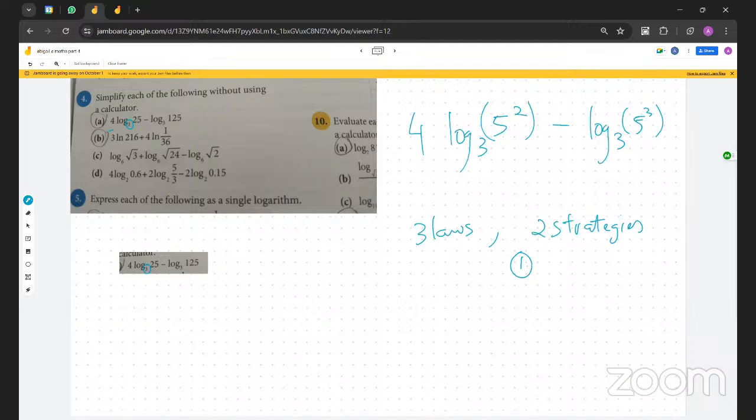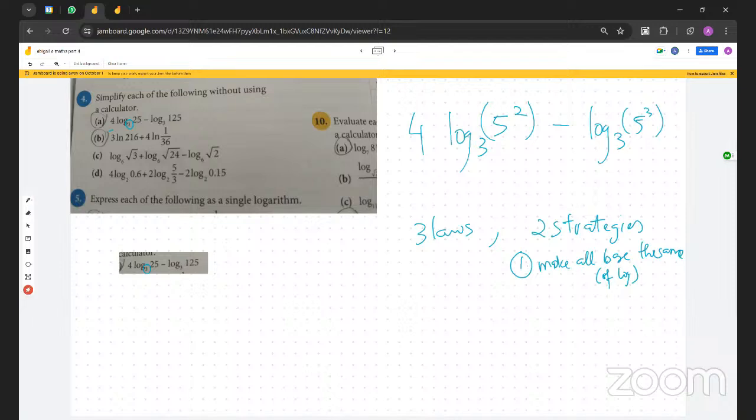The laws will be used. The strategy most certainly have. Make all bases the same. Whose base am I talking about? The base of the log line. Okay? Make all the bases the same.